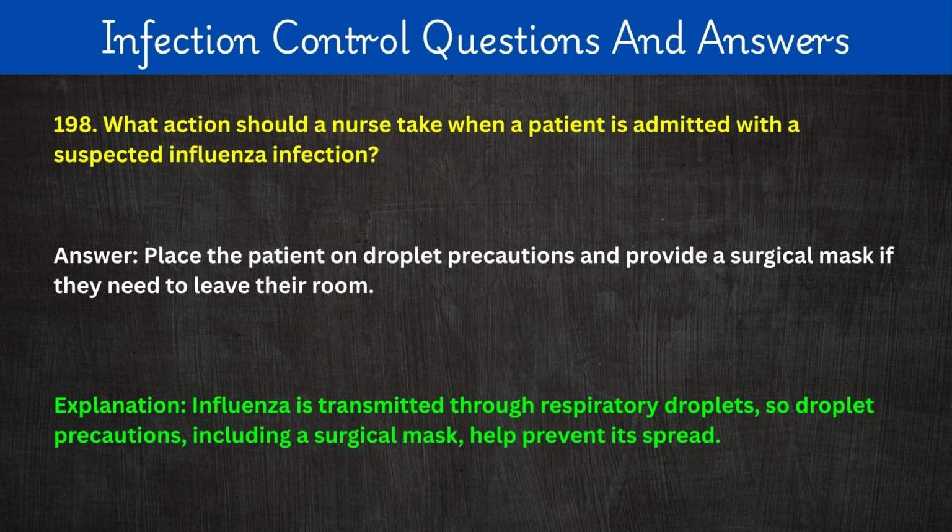198. What action should a nurse take when a patient is admitted with a suspected influenza infection? Answer: place the patient on droplet precautions and provide a surgical mask if they need to leave their room. Explanation: influenza is transmitted through respiratory droplets, so droplet precautions, including a surgical mask, help prevent its spread.